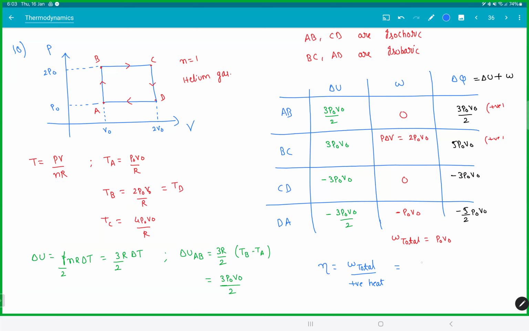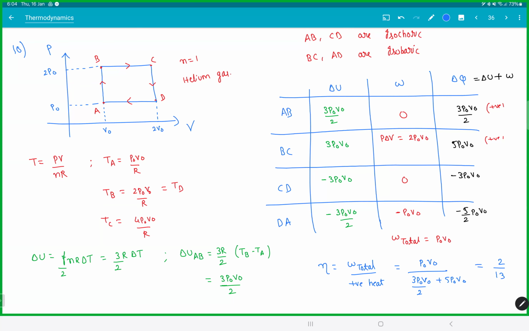You can't recover them. So total work done is P naught V naught, by positive heats, which is 3P naught V naught by 2 plus 5P naught V naught. This guy is 2 by 13 into 100 percentage. What is the meaning of that? For every 13 joules of heat that you supply, only 2 joules become work. So 11 joules is wasted.